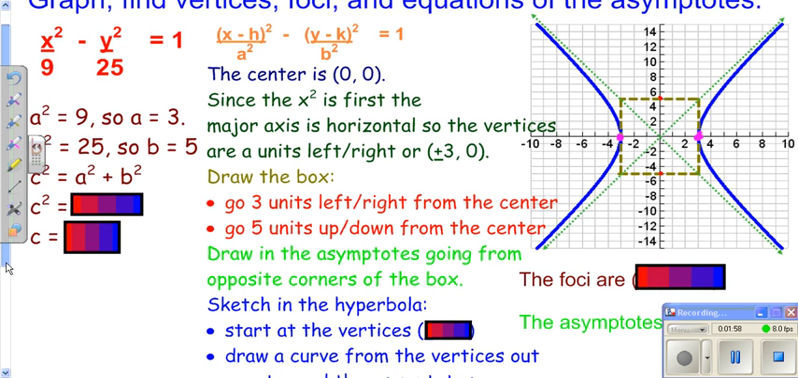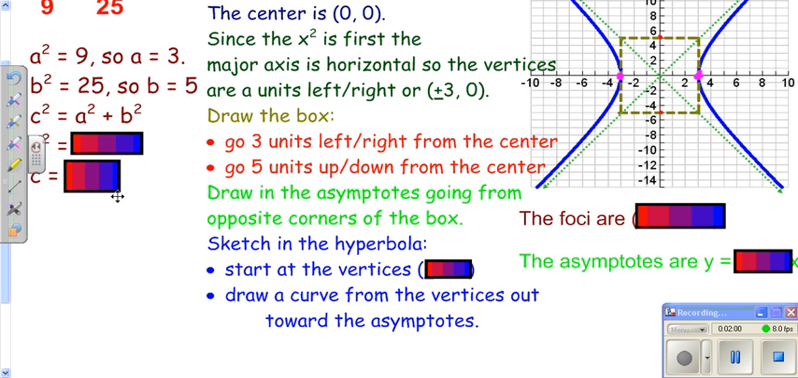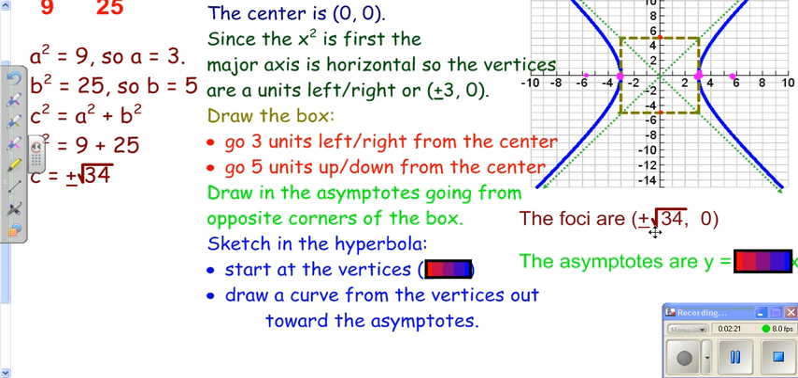Now, your c value, your foci, is basically your Pythagorean theorem. And you get ±√34, which is just a little bit less than 6. So you're going to go a little less than 6 units to the right, a little less than 6 units to the left. Those are your foci going from your center, which is 0, 0. So then we get our foci to be ±√34, 0. Your vertices we talked about.